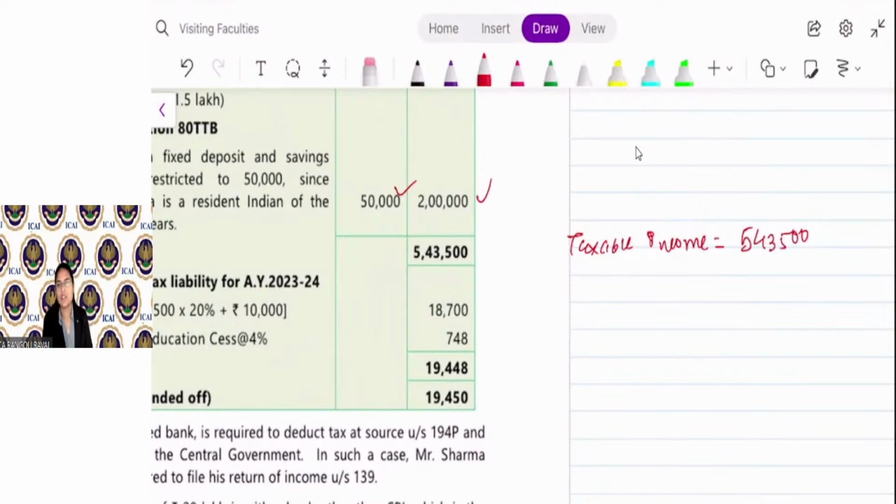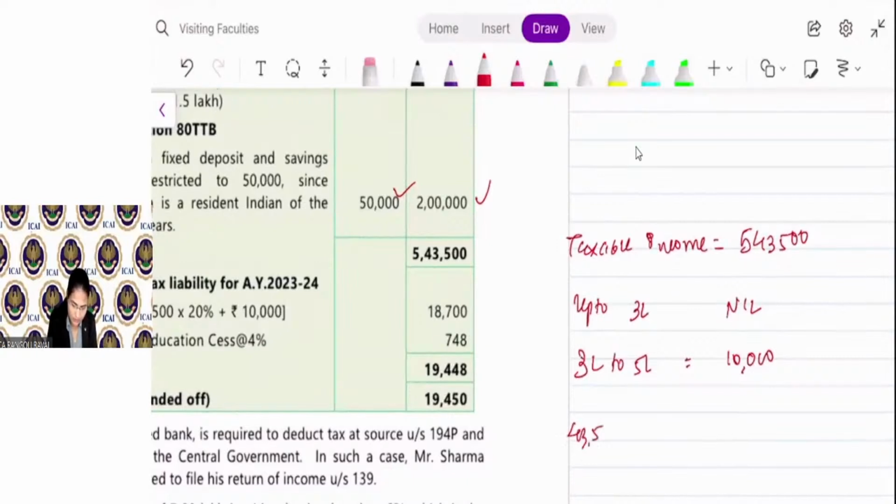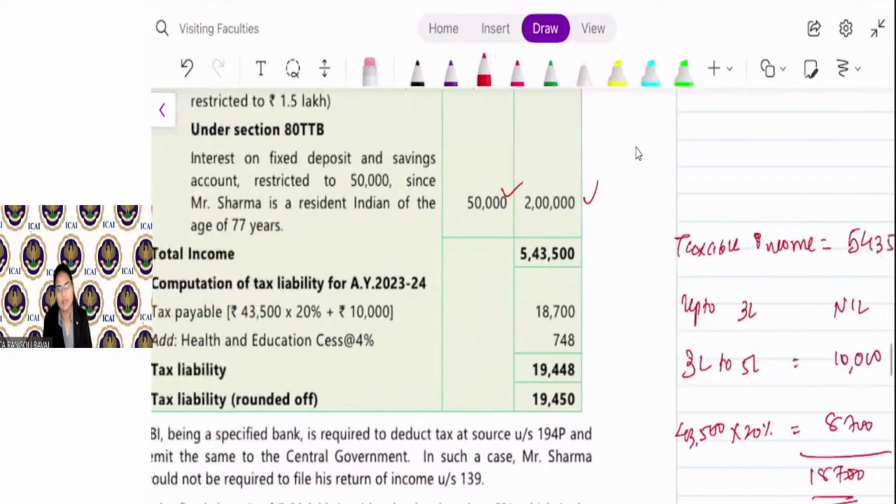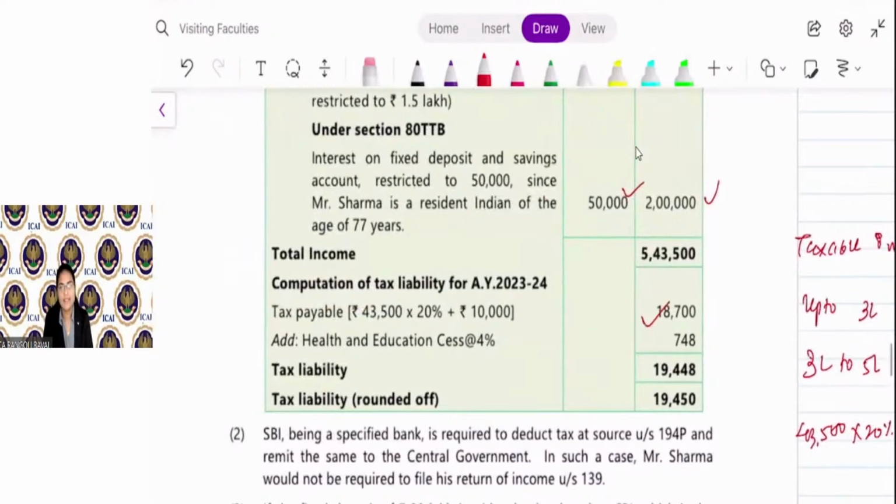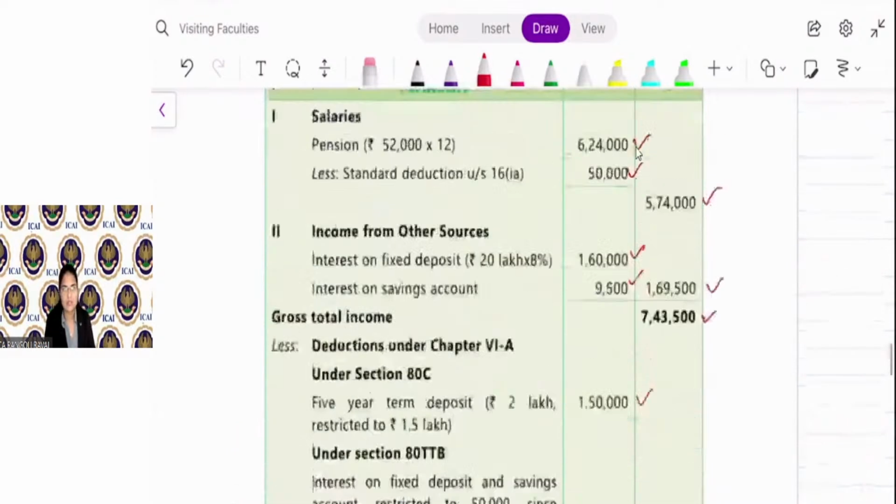Now on 5,43,500, we have to calculate the tax liability. Up to 3 lakh, nil. 3 lakh to 5 lakh, 5%, 10,000 rupees. Above 5 lakh, that is on 43,500, it is 20%, 8,700. So total tax liability comes to 18,700. Health and education cess is 4%. So total tax liability is 19,448, rounded off to 19,450. Okay, so the first question is done. That is the tax liability.